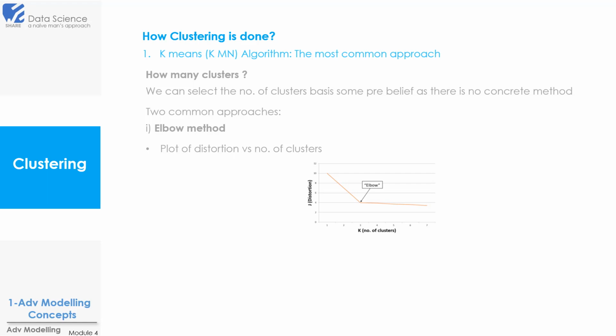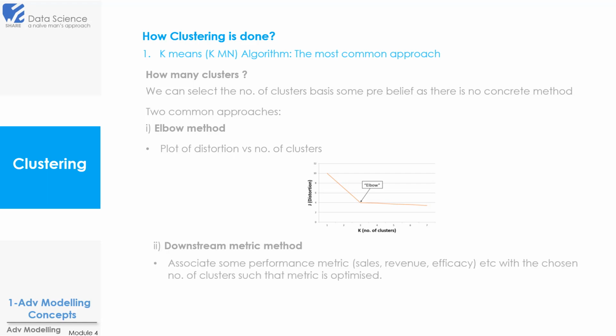The first approach is the elbow method. Here we plot distortion, which is our cost function, against the number of clusters. And wherever it forms the elbow, as shown here on the screen, we can use it as the cut point and consider the number of clusters corresponding to it. That is how the elbow method works.